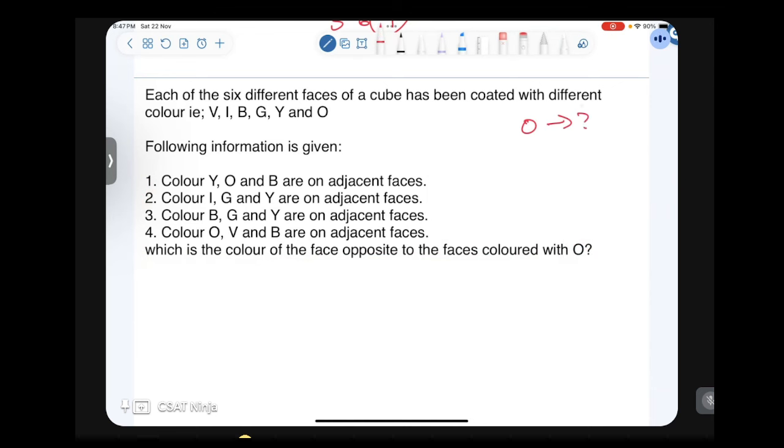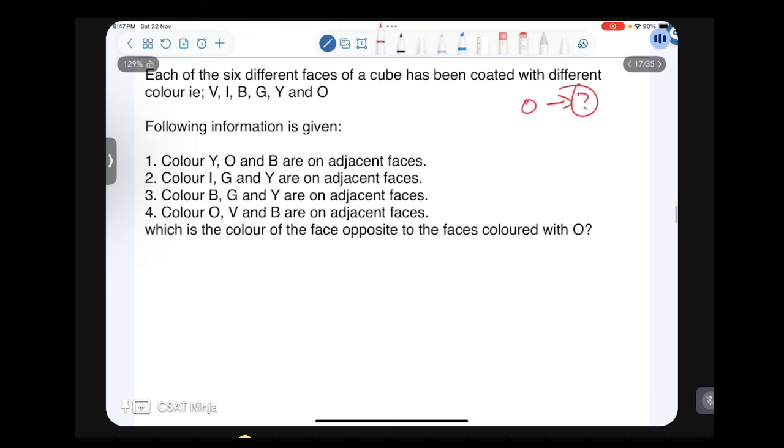So we need to find that. When you see this type of question, you can create a cube, okay? Or you can just solve it mentally also, but I'll try to solve this one along with a cube, okay? That will be much easier.